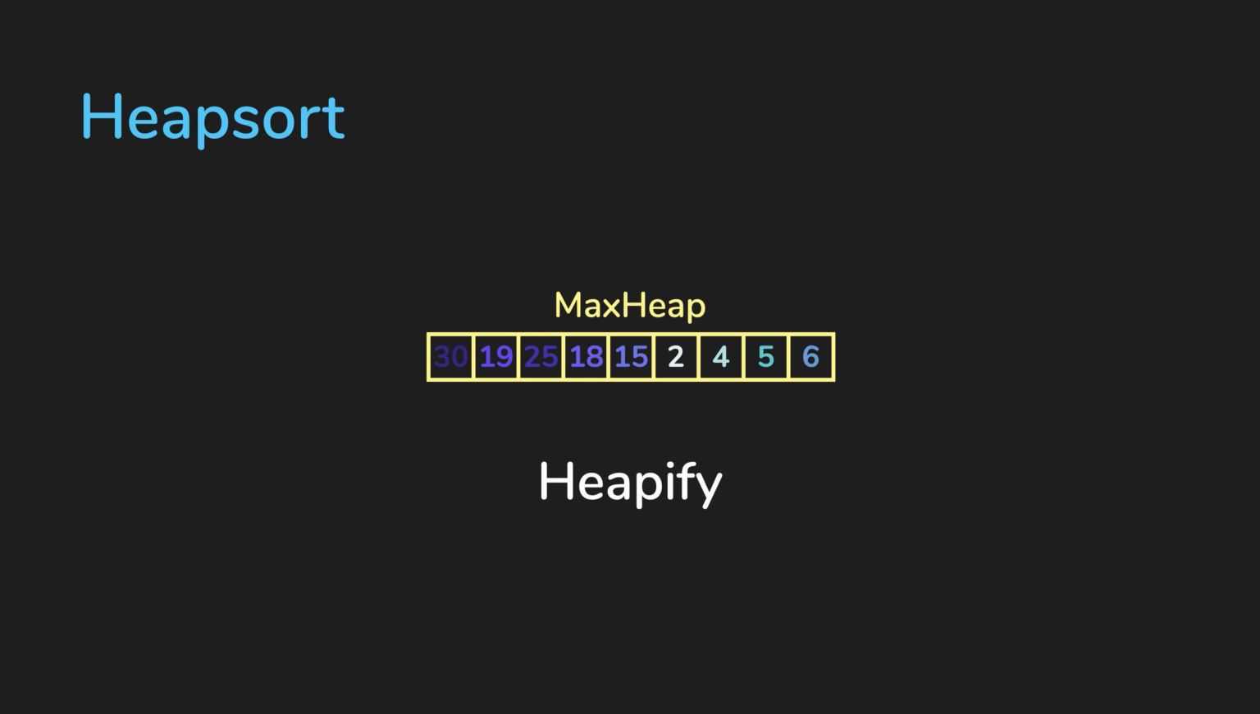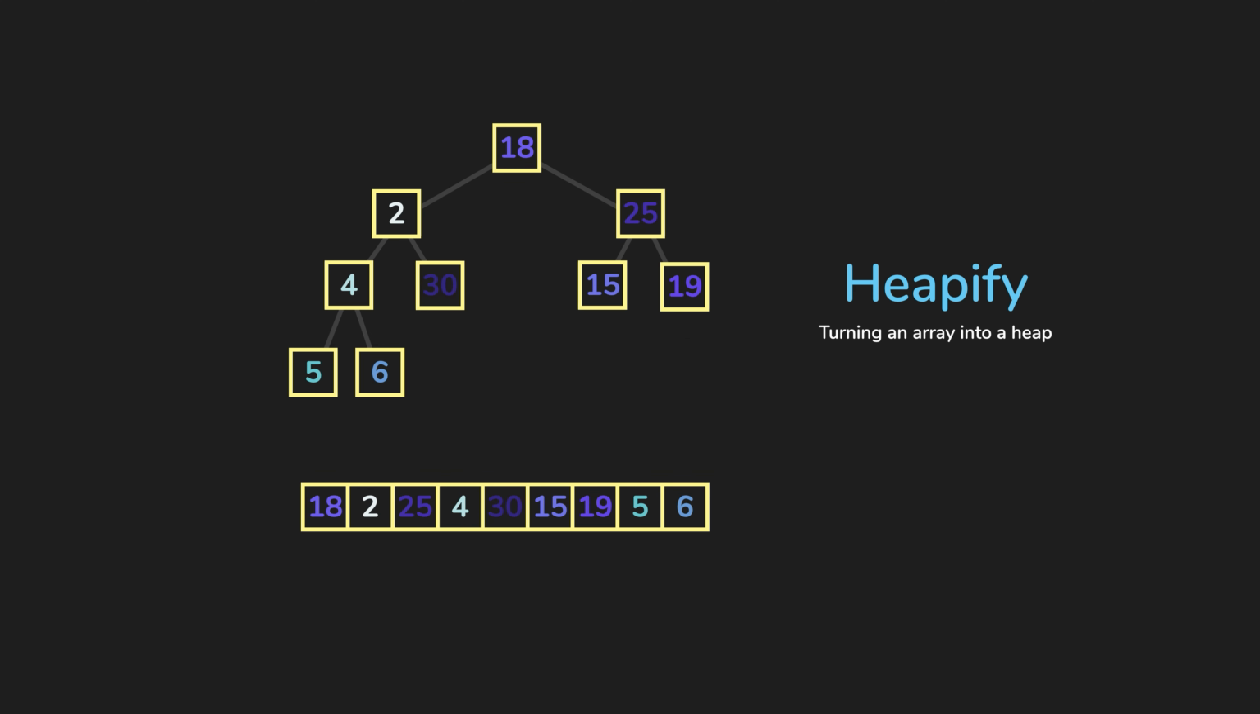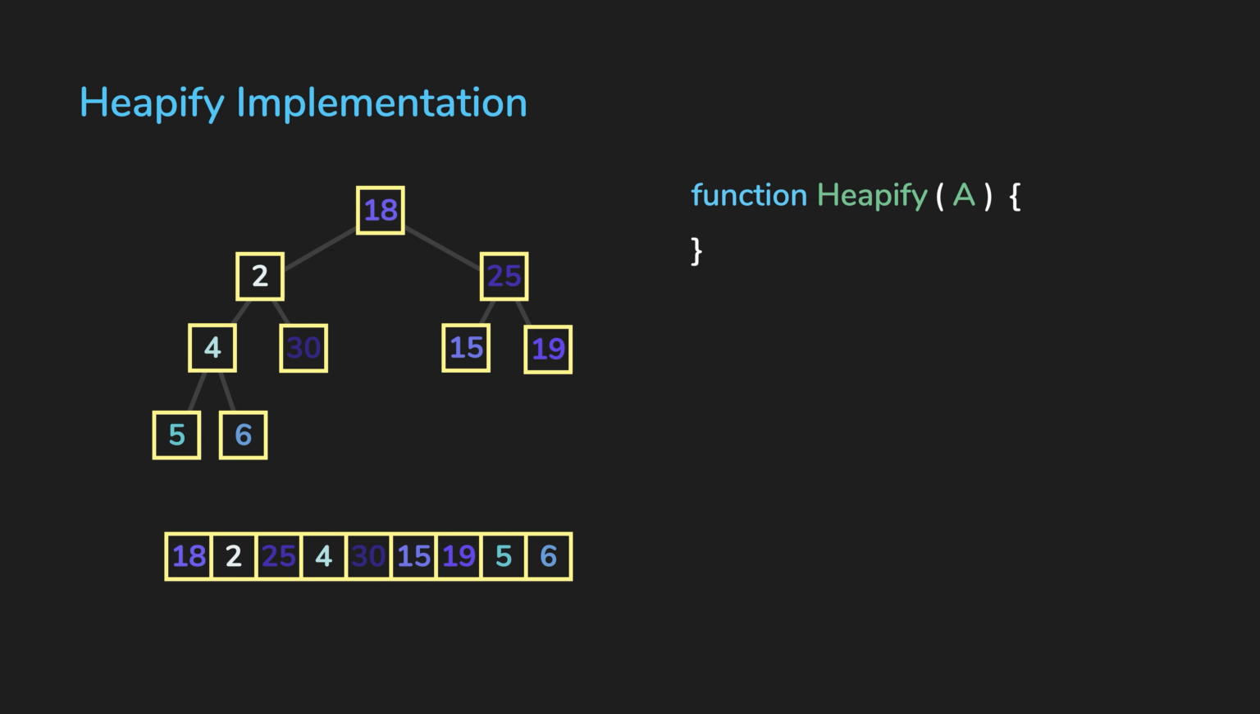There is actually a name for turning an array into a heap. It's called heapify. Heapify takes an array as an input and will turn it into a heap in place, meaning it does not need any extra memory and will perform its operation within the array by swapping around elements. Here's an array we want to heapify and what it looks like if we put it in a heap structure.